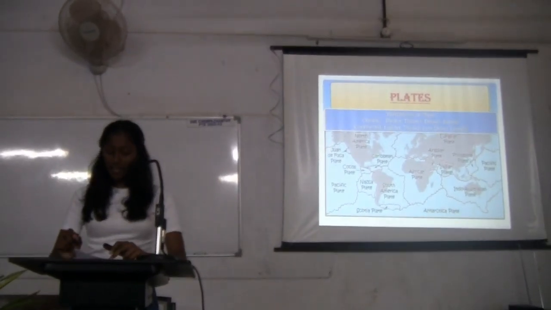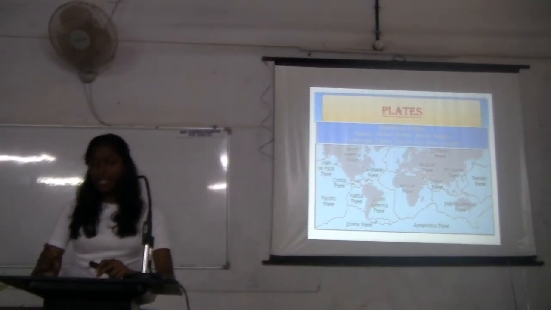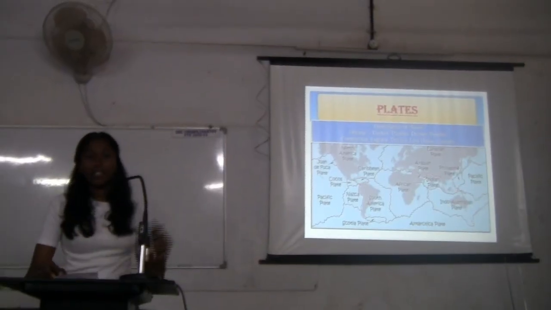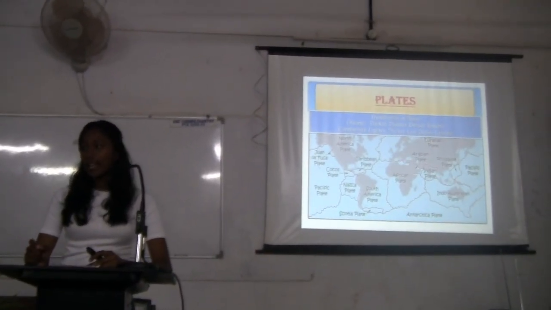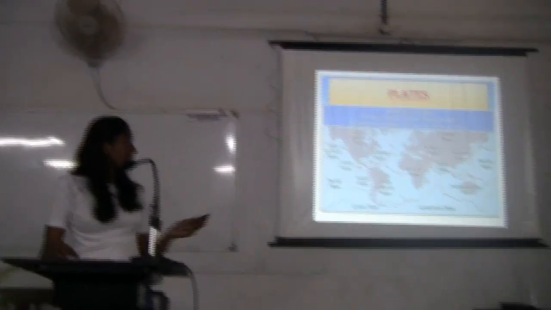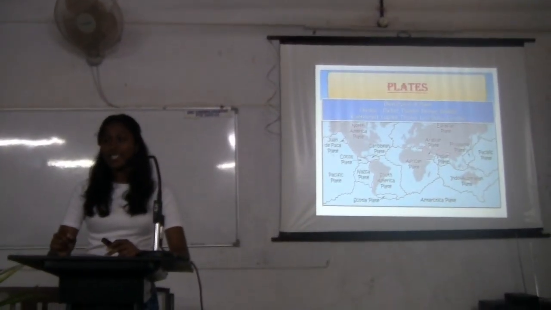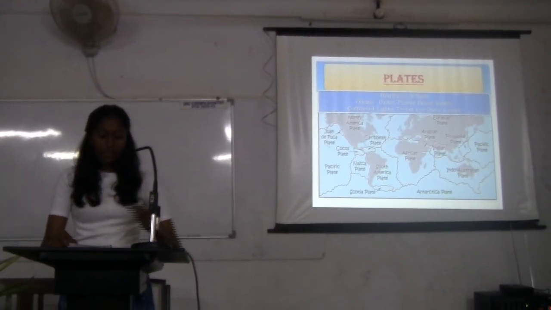Then next one is continental crust. It is lighter, thicker, less dense and granitic. It is lighter due to the light composition of SIAL, which is silica and aluminum. And oceanic crust is composed of SIMA, which means silica and magnesium.